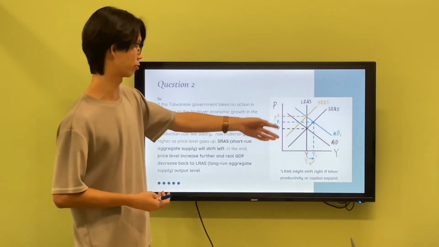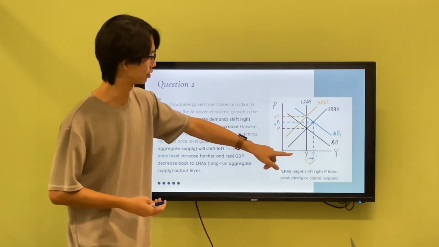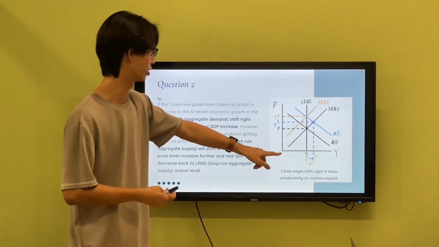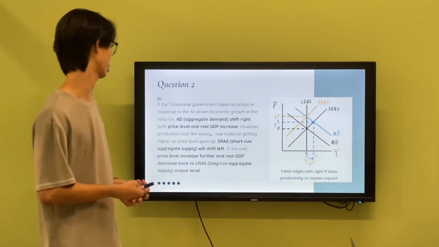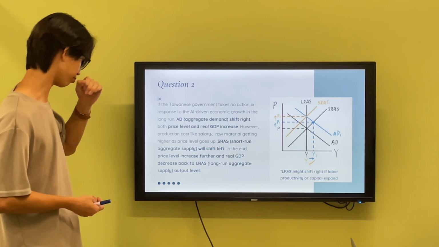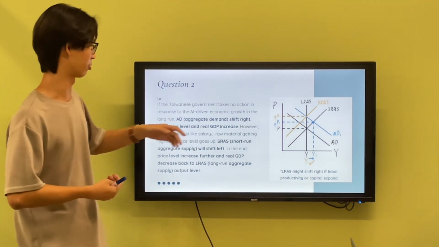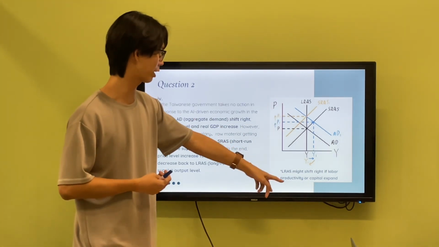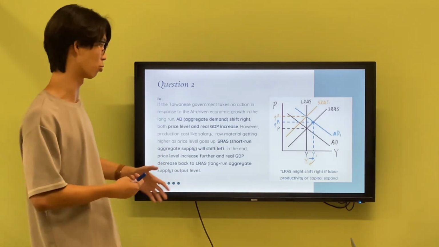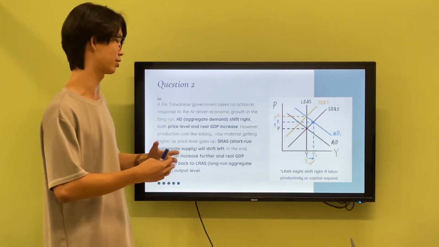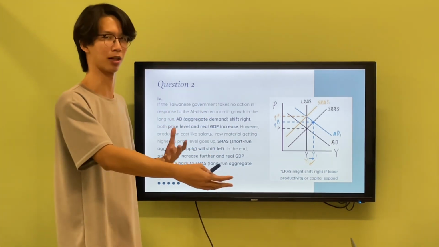So in this diagram, we can see that the price is getting higher and the real GDP will go back to the long run aggregate supply level, which is the yellow line here. And in the further long run, we can see the long run aggregate supply might shift right if labor productivity or capital expands. So this will be the further phenomenon that we can explain.